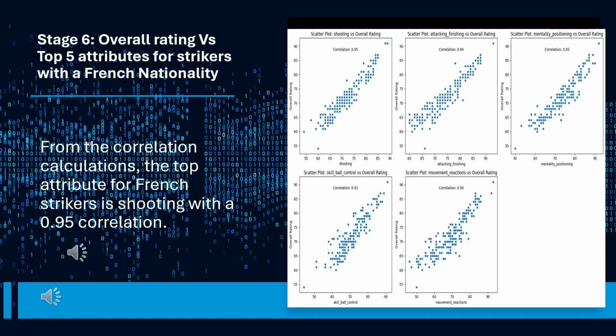Interestingly, when analyzing French nationality striker players specifically, we found that the correlation values remain consistently high across the board. Although there were slight variations, the top 5 attributes still strongly correlated with the overall ratings for French nationality strikers. These findings suggest that the relationship between attributes and overall ratings holds true regardless of nationality. However, further research could explore whether there are any specific attributes that French nationality strikers excel in compared to their other counterparts.